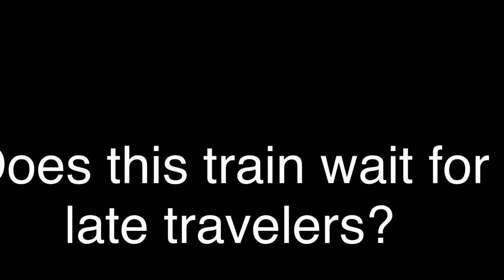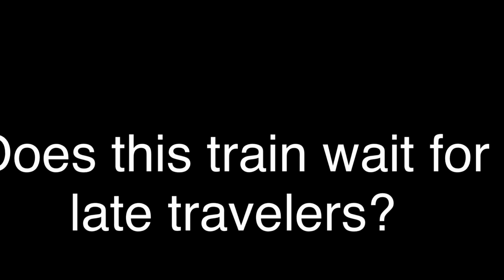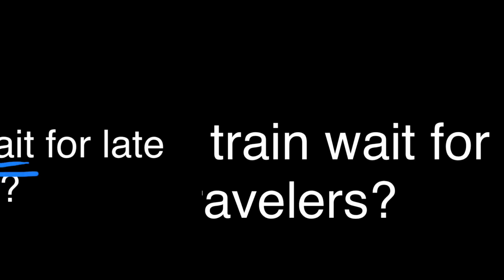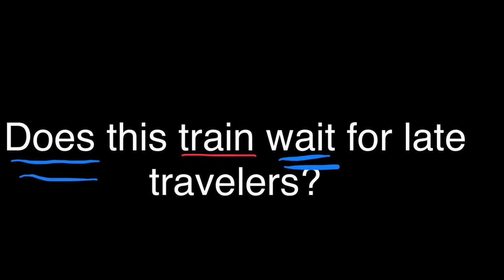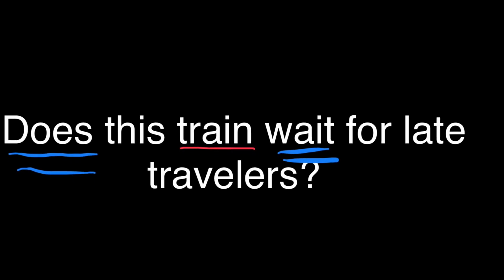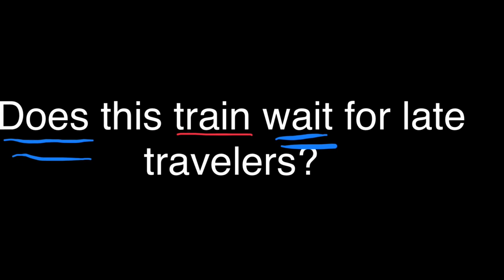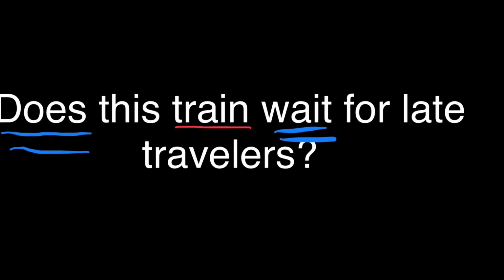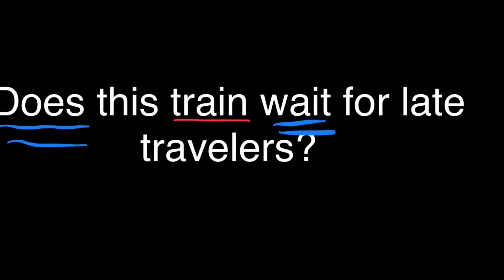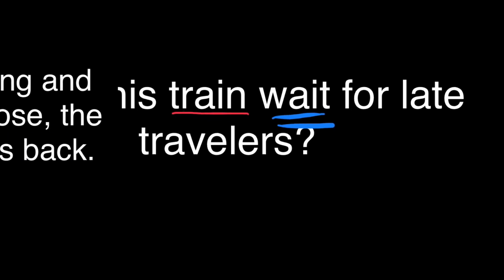Okay, let's move on to example B. Does this train wait for the late travelers? So because this is a question, the verb phrase will be split up. So does wait will be the verb phrase, and train is the one who is doing the waiting. So therefore train will be the subject of the sentence.